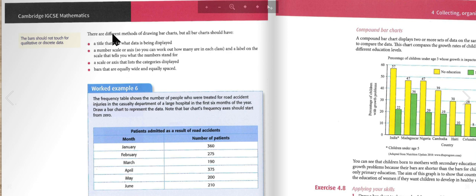There are different methods of drawing bar charts, but all bar charts should have a title that tells which data is being displayed, a number scale or axis, so you can work out how many are in each class, and a label on the scale that tells you what the number stands for, a scale or axis that lists the categories displayed, and bars that are equally wide and equally spaced.